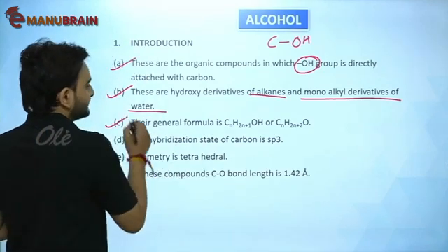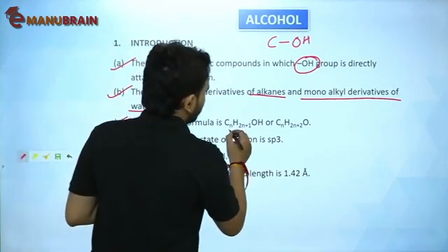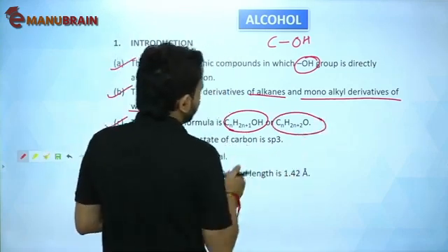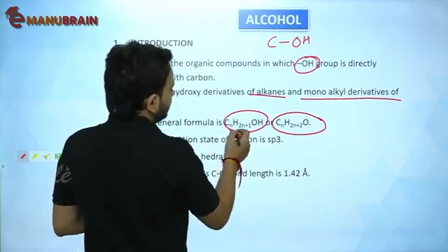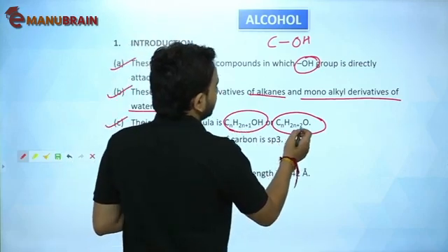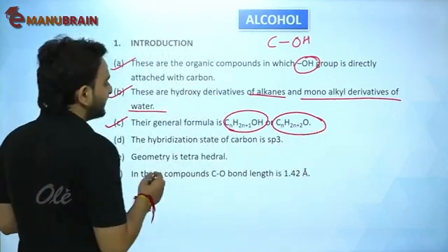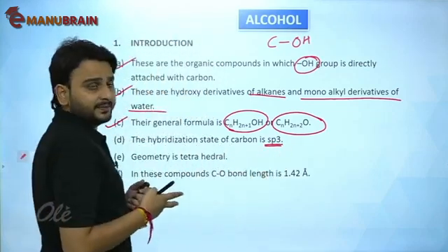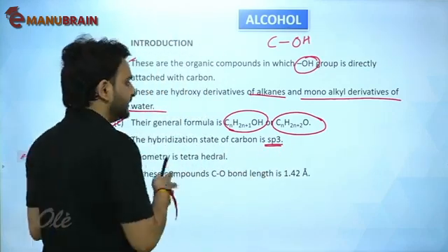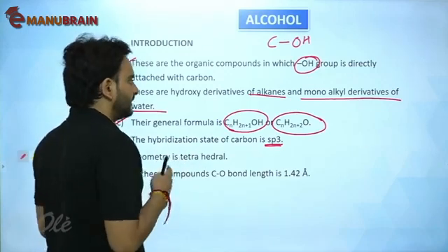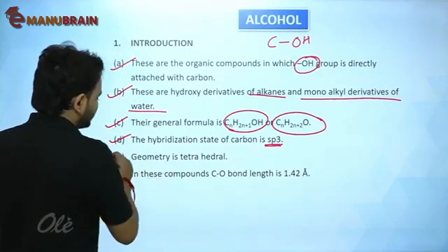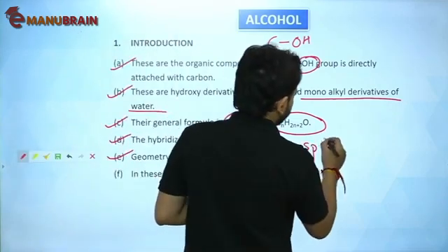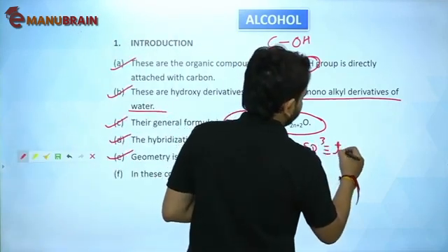The general formula is CnH2n+1OH, or we can say CnH2n+2O. This H has come over here, so CnH2n+1OH or CnH2n+2O. The hybridization state of carbon is of course sp3. There is no double bond or triple bond present; all four are single bonds for the carbon atom in an alcohol. The geometry will be tetrahedral because of sp3 hybridization, and sp3 hybridization we know is tetrahedral.